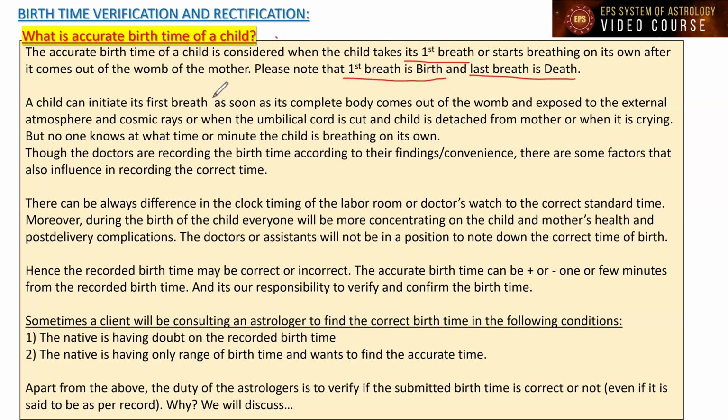A child can initiate its first breath as soon as its complete body comes out of the womb and is exposed to the external atmosphere or cosmic rays, or when the umbilical cord is cut and the child is detached from the mother, or when it is crying. Normally, the child will start its breathing when it is inhaling the external air on its own. When the lungs start functioning, then it takes the breath. So normally the child will cry as soon as it breathes.